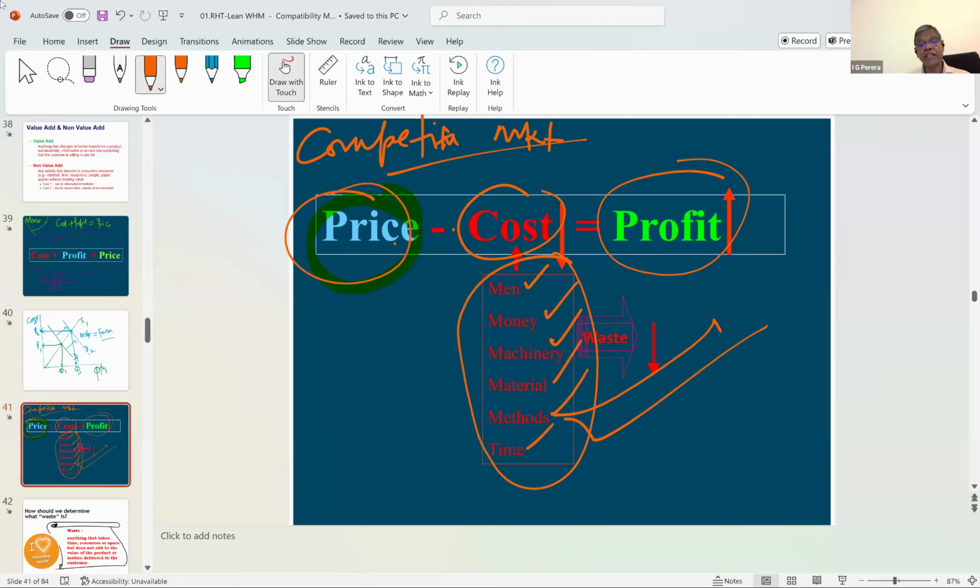Anyway, you understand the formula, very important when it is in the competitive environment. Price is given to you by the market, you can't have control, and you can reduce your cost, and then you can earn a profit if you want.